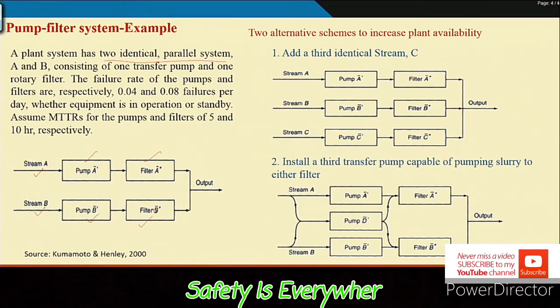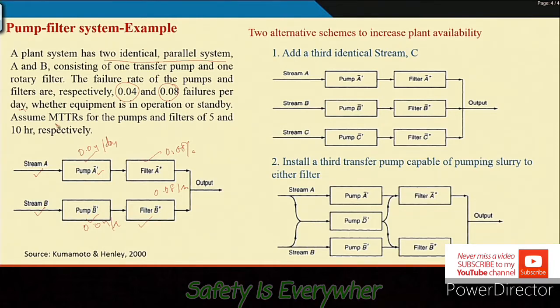Okay. So, now the failure rate of the pumps, both pump A and pump B, is 0.04, and for both the filters it is 0.08 per day. The failure rate here is 0.04 per day and this is also 0.04 per day, here 0.08 per day and 0.08 per day. Okay.